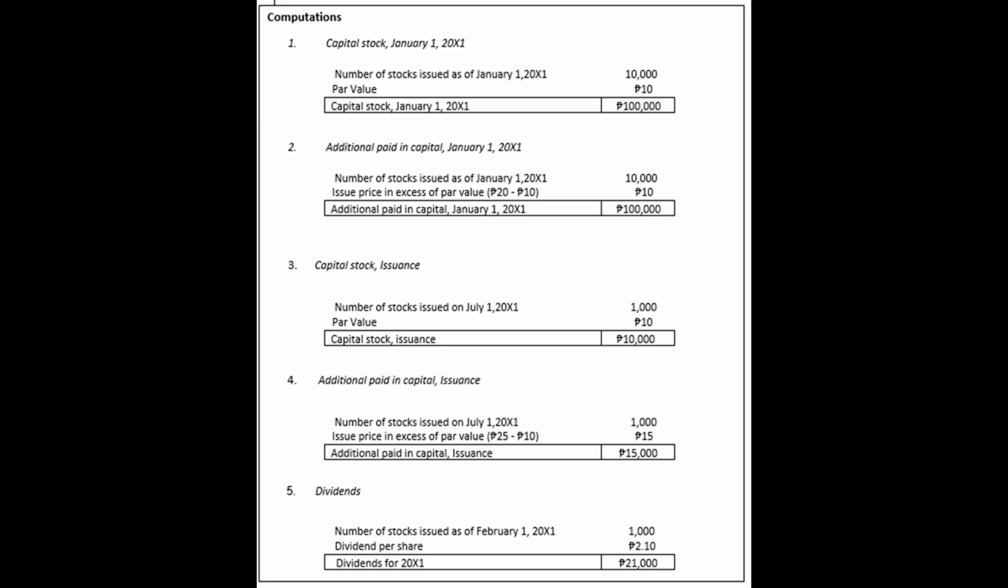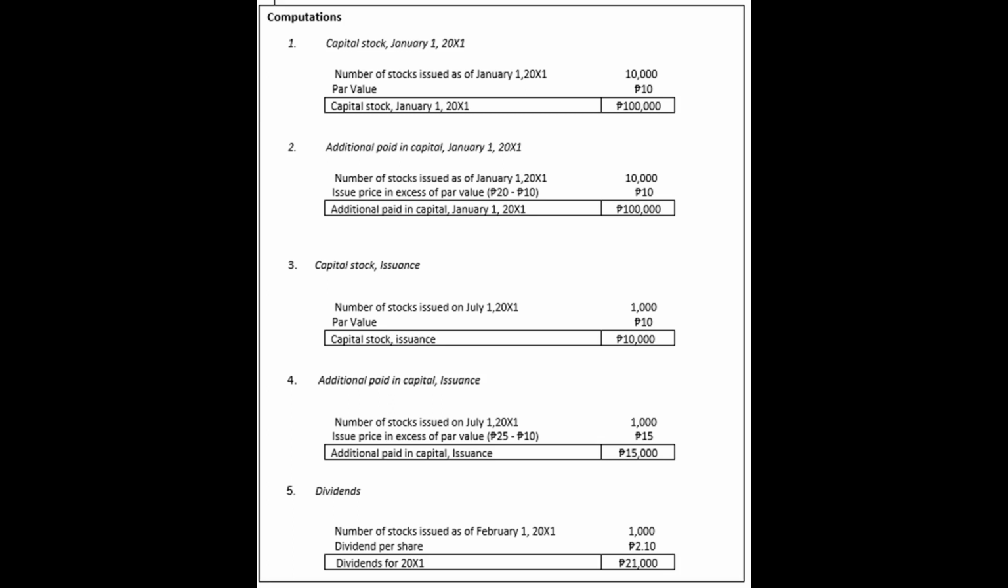The capital stock issuance. Number of stocks issued on July 1, 20X1 is 1,000 and the par value is 10 pesos. So 1,000 times 10 is equal to 10,000. Additional paid-in capital issuance. Number of stocks issued on July 1, 20X1 is 1,000. Issue price in excess of par value: 25 pesos minus 10 pesos is equal to 15 pesos. So 1,000 times 15 is equal to 15,000. Dividends. Number of stocks issued as of February 1, 20X1 is 1,000. Dividend per share is 2.15. 1,000 times 2.15 is 21,500.